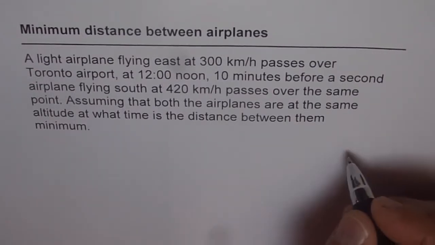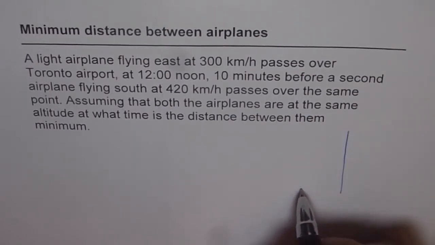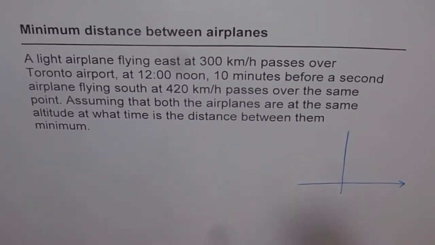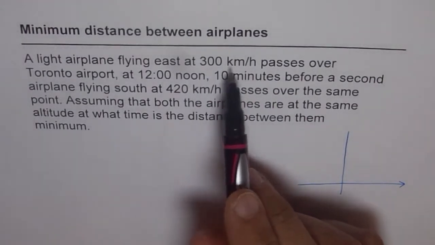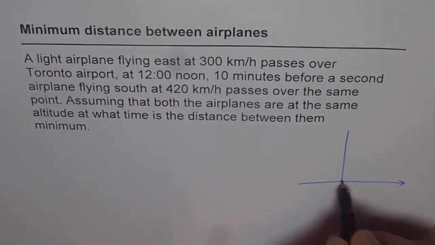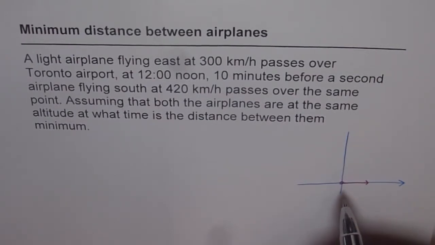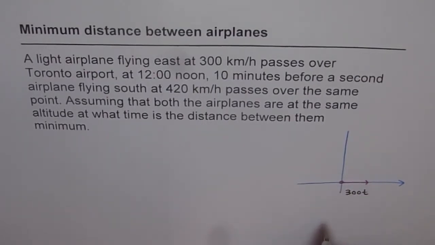So let's first try to sketch the scenario. Let's say this is the y-axis, which is towards the north, and this is the x-axis towards east. So here we have two planes. One is flying east with 300 kilometers an hour. That means if time is t, then the distance covered will be 300t, correct? So it will be 300t along this direction.